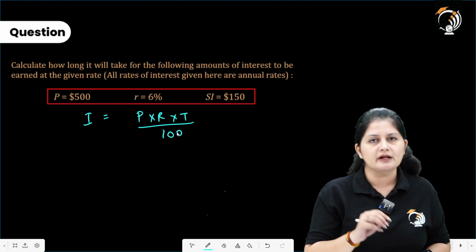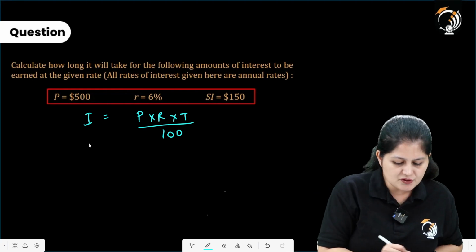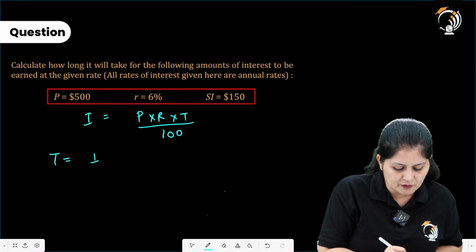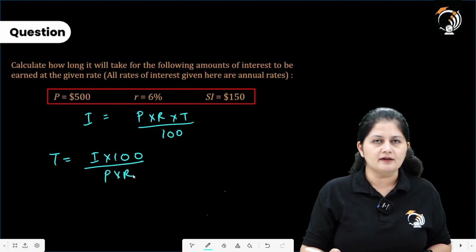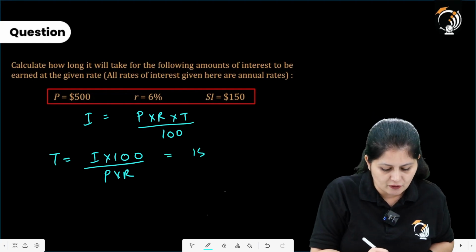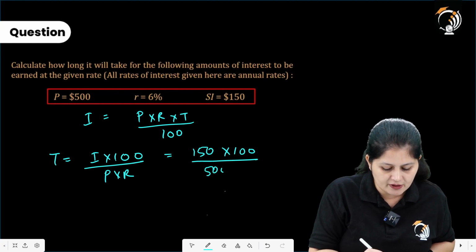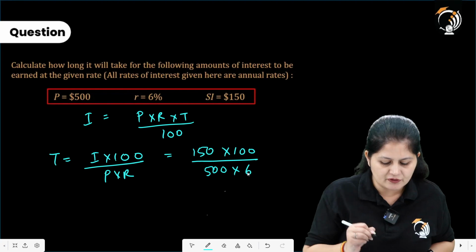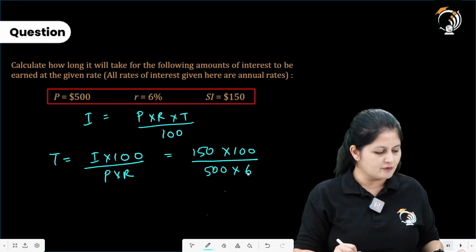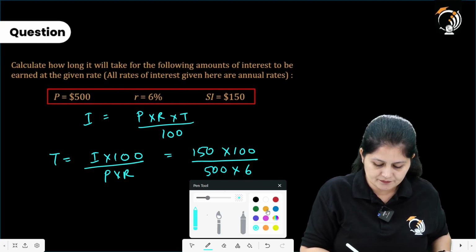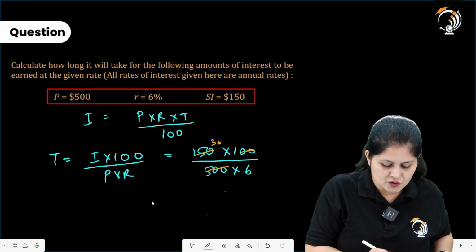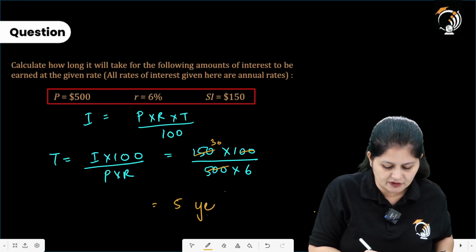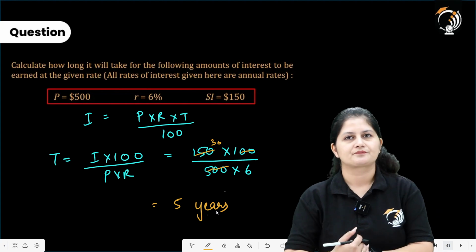Okay, so here using the same formula, we know that interest is equal to P multiplied with R multiplied with T over 100. If we need to make T the subject here, then T is going to be equal to interest multiplied with 100 over P multiplied with R. So let's substitute all the values in the given formula. It is going to be 150 multiplied with 100 over 500 multiplied with the rate of interest, which is 6 here. So let's do this calculation. What are we getting here? So we are getting the time as 5 years. Clear?